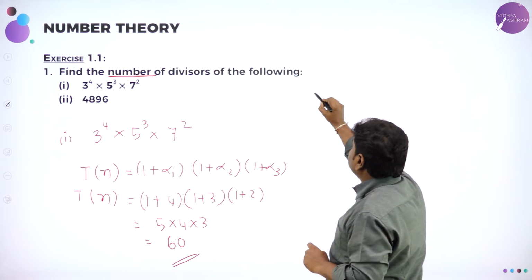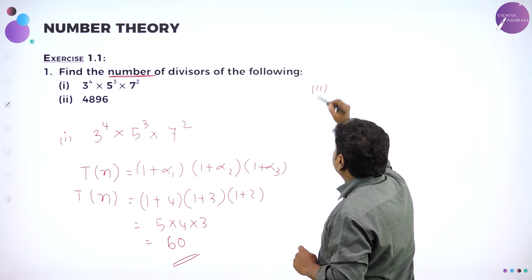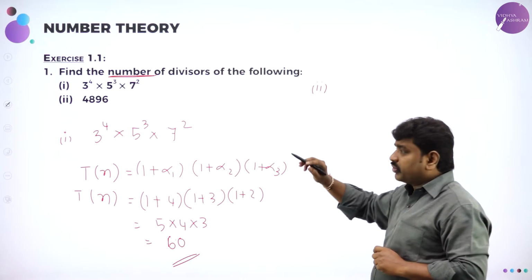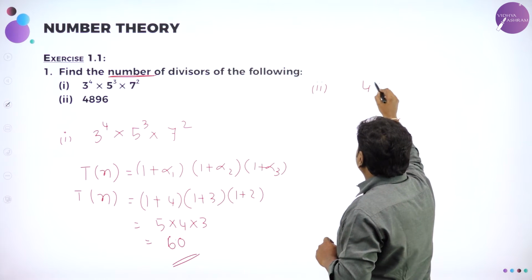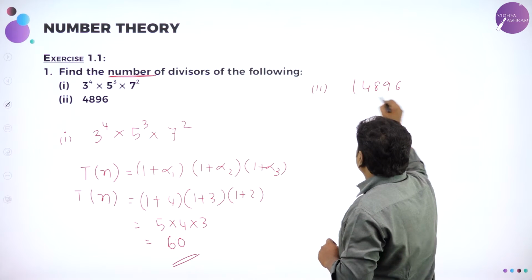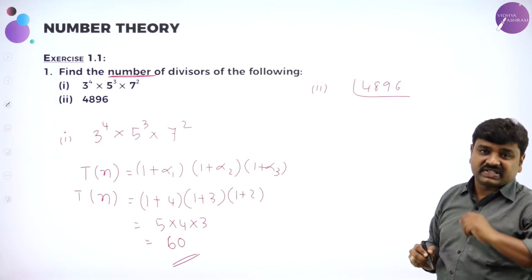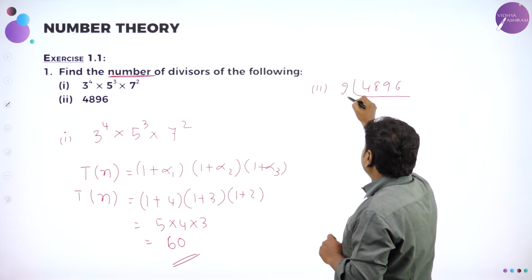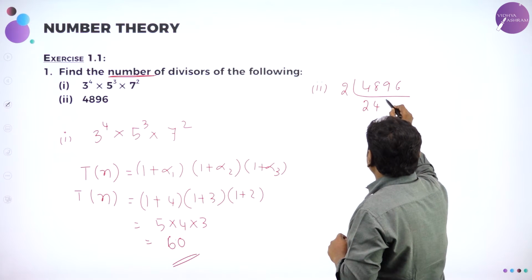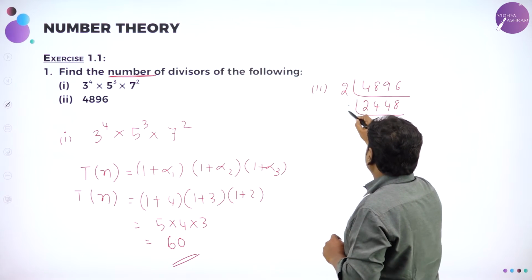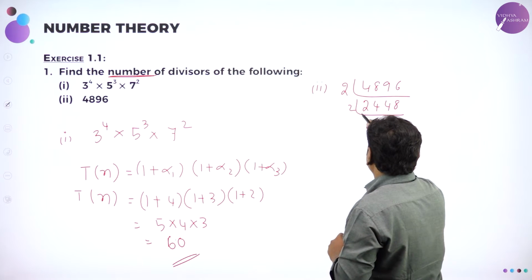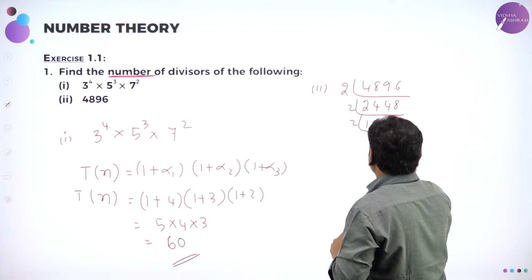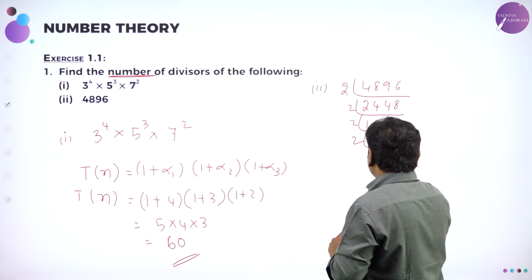And the second problem, they have not given it in canonical form, so we have to convert it. 4896 is given. So keep dividing with prime factors. Start with the first prime factor 2. 2 2s are 4, 2 4s are 8, 2 8s are 16, 2 1s are 2, 2 6s are 12, 2 2s are 4, 2 3s are 12.